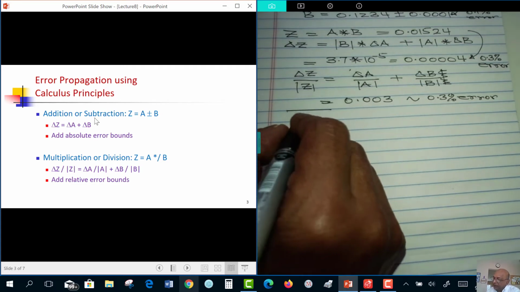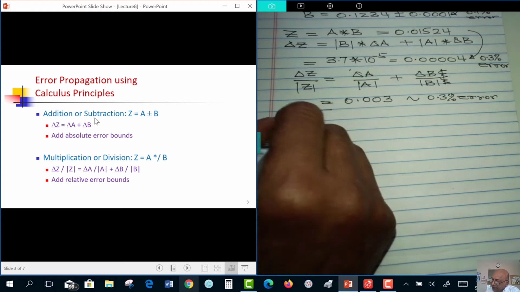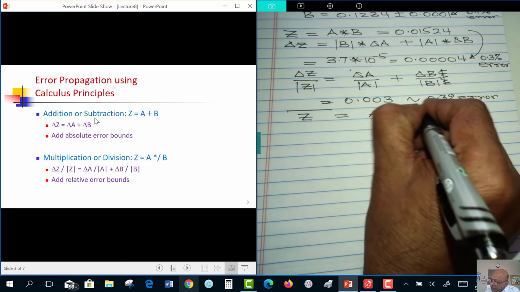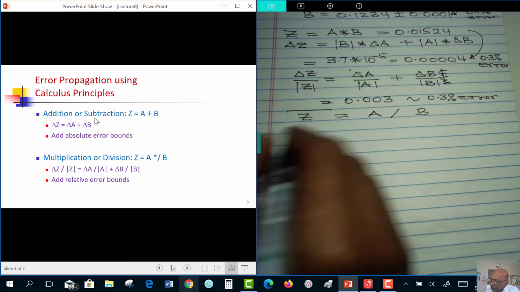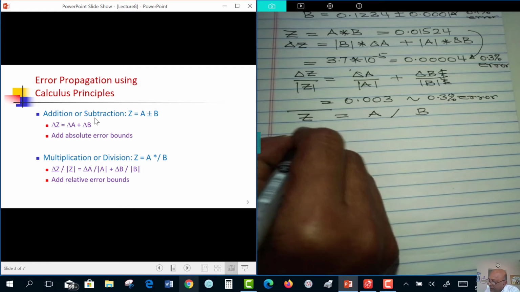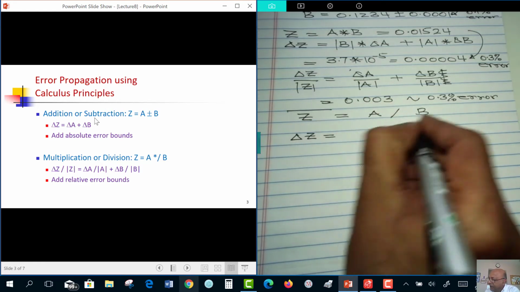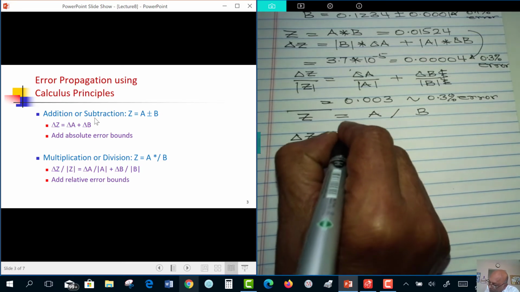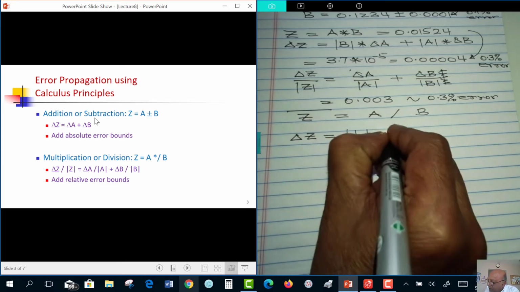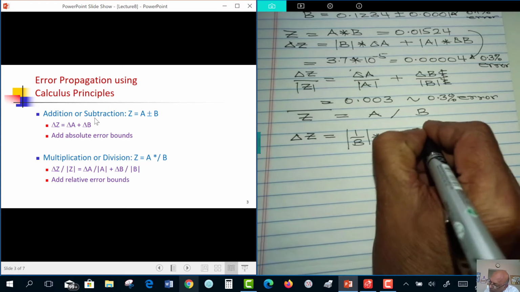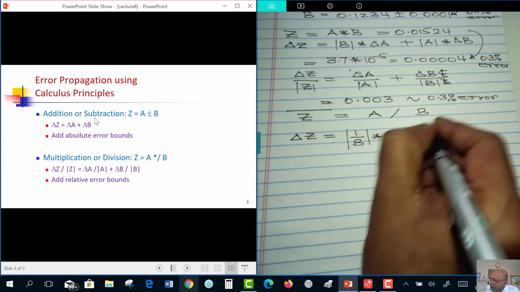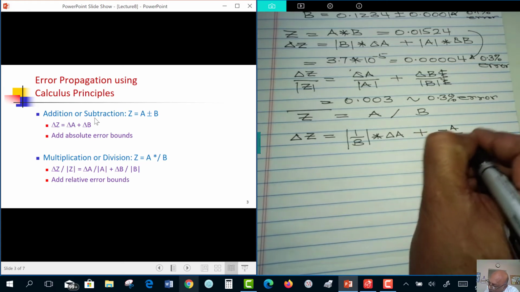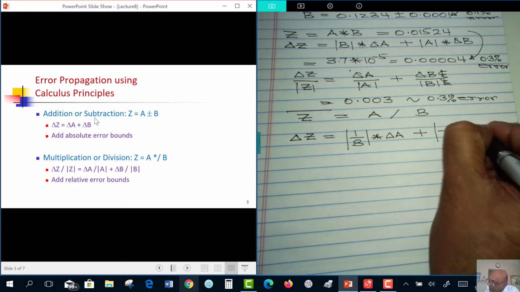All right. Let's try division. Z is A divided by B. So we'll calculate delta Z. First, we will find the derivative with respect to A. So we'll have 1 over B times delta A. Then we will find the derivative with respect to B. So we'll get minus A over B squared times delta B.